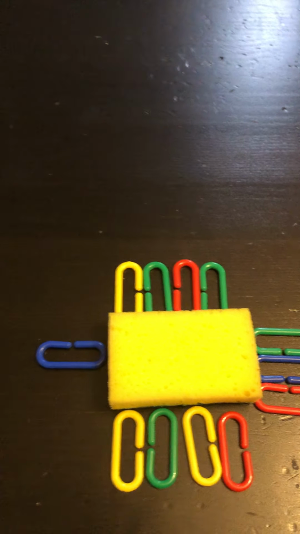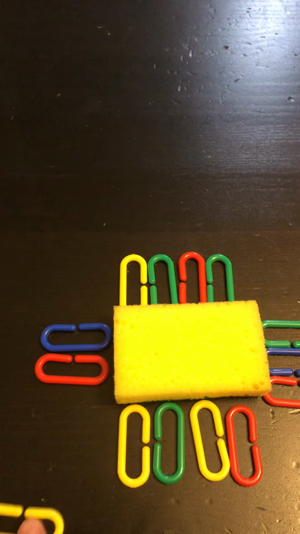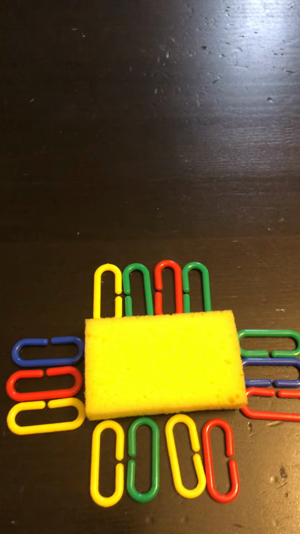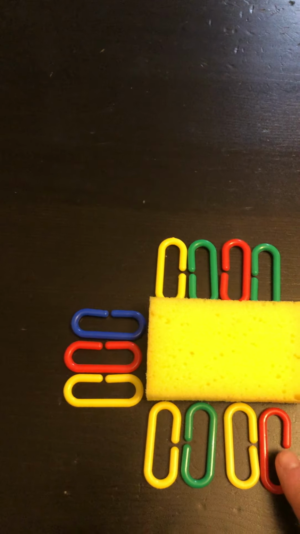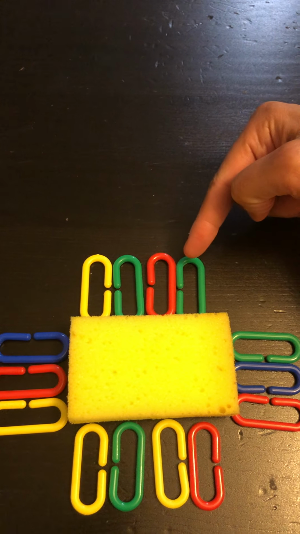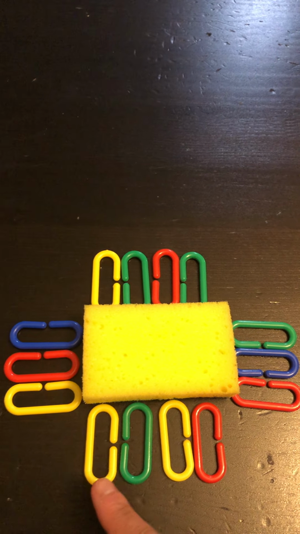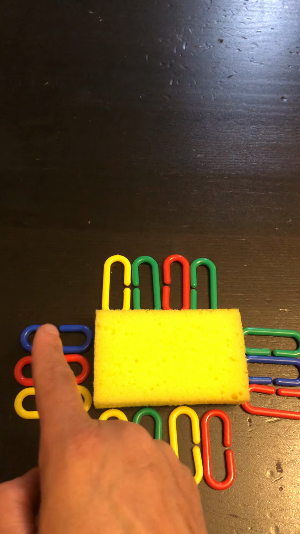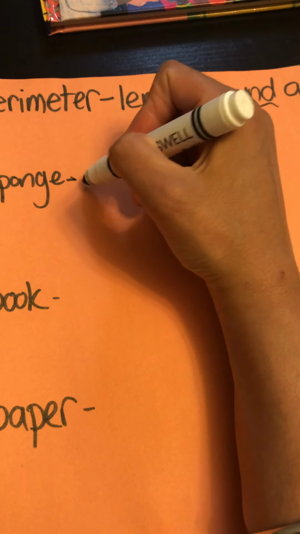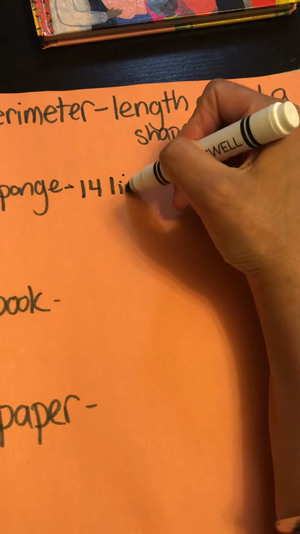Done. And done. Okay, now we just have to count the linking cubes all the way around. We can count like this: 1, 2, 3, 4, 5, 6, 7, 8, 9, 10, 11, 12, 13, 14. So I'm going to record that. The perimeter of the sponge was 14 links.